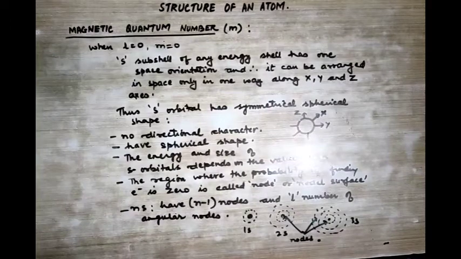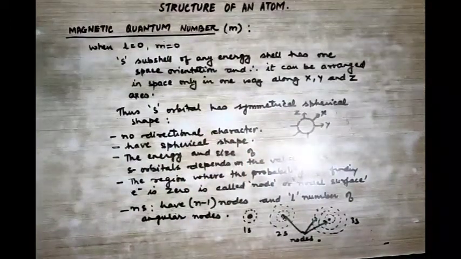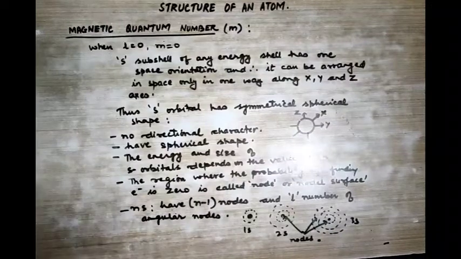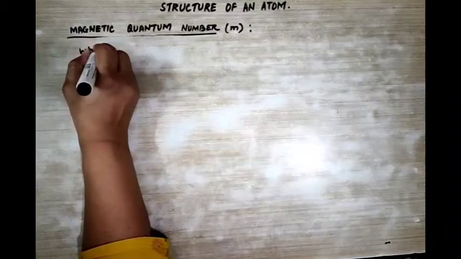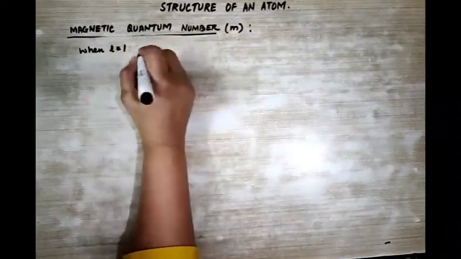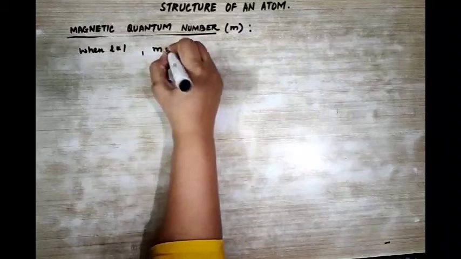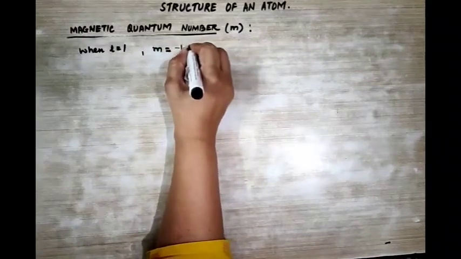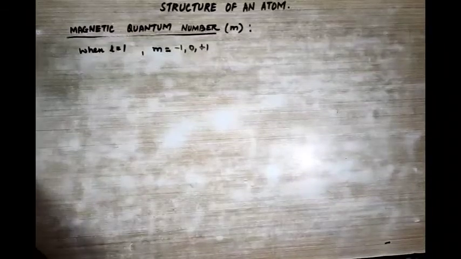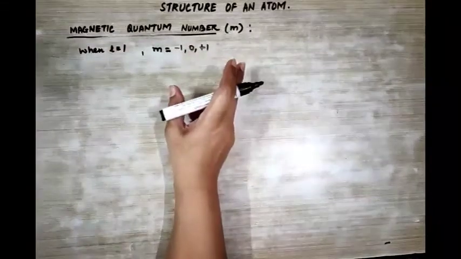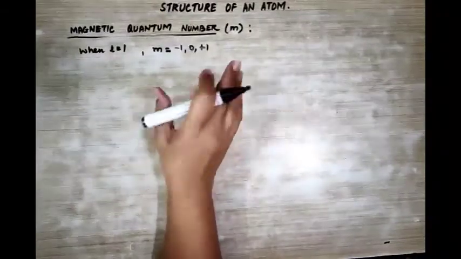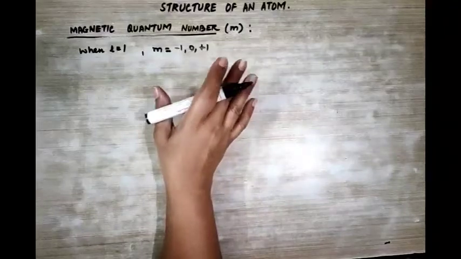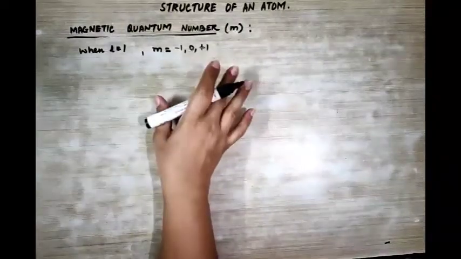So this was all about your S subshell. Now let's talk about the next subshell. Now, when L is equal to 1, then what did we study? M is equal to what? Minus 1, 0, plus 1. So there are three values. Three values means three orientations. It implies that the P subshell of any energy shell has three space orientations, or it has three orbitals, right?